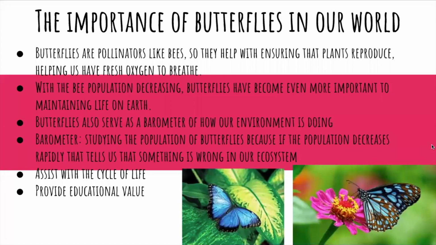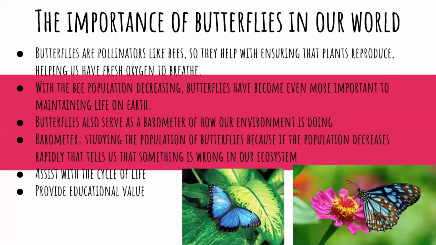Okay, so moving on to our next objective, which is being able to describe the importance of butterflies in our environment. They are extremely important in our world and have a very large purpose. Butterflies are important because they are pollinators just like bees, so they help ensure that plants reproduce as well as helping us have fresh oxygen to breathe every day.